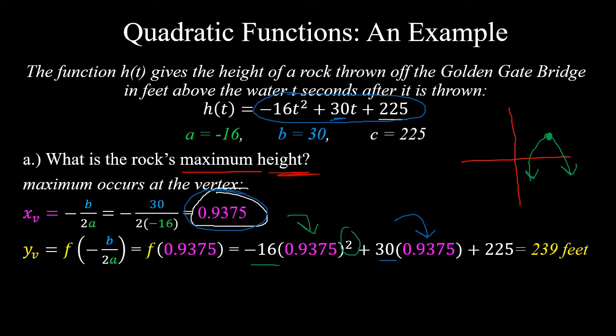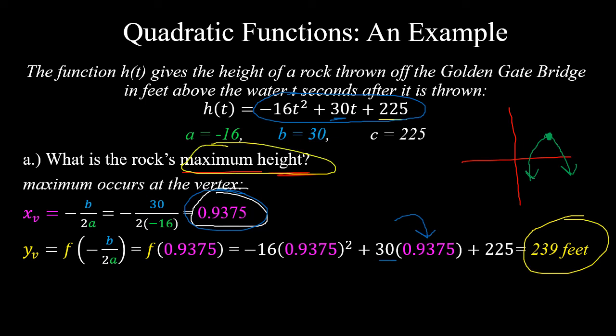Okay, and if I solve that out, so first I'd square 0.9375, multiply it by negative 16. Then I'd add 30 times 0.9375 to that, and then add 225 to that, and that gives me approximately 239 feet. That is the answer. Remember, this asked you for the height, the maximum height. Height is your output. So once you've found the input, you need to plug that into your function to get your output. So it's approximately 239 feet.